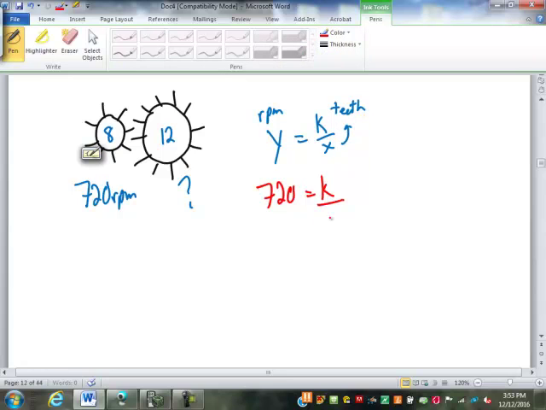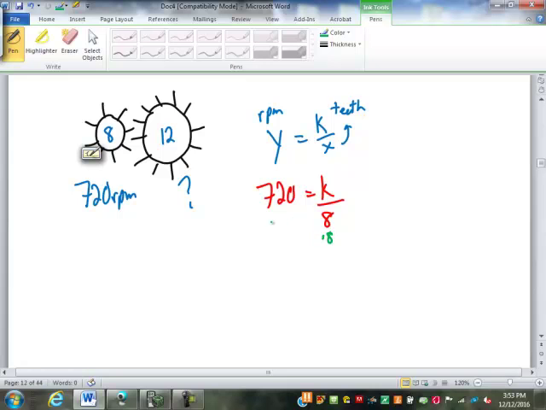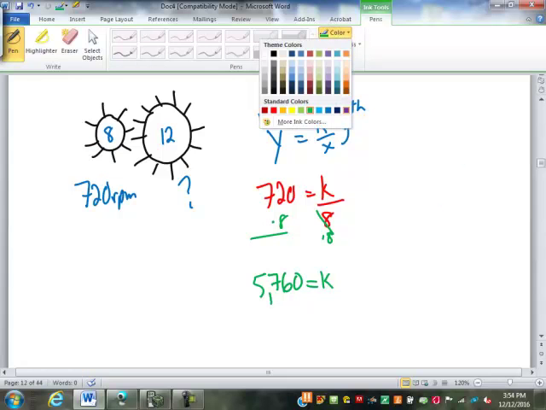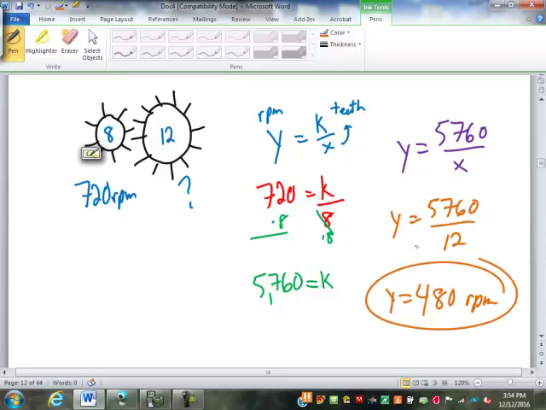So 720 equals k over 8. We multiply by 8 here to get that k equals 5,760. So that tells me that y equals 5,760 divided by the number of teeth, divided by x. So here, 5,760 divided by 12, 480 RPM for the bigger gear.